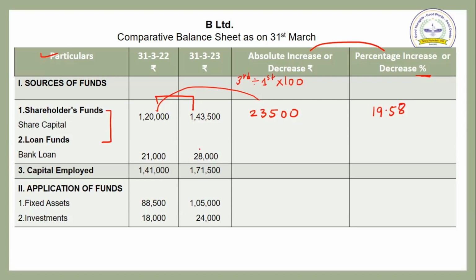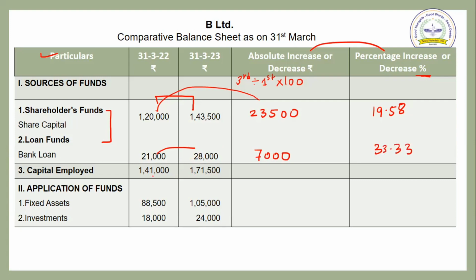Then same in the next column. This is the part of comparative. This is the way we are going to compare both the statements. See, 21,000 is given in 22 year and in 23, 28,000 is given. So 21 and 28 difference is of how much? Difference is of 7,000 rupees. So it's the same way, third column divide by first column multiply by 100. So we got 33.33%.